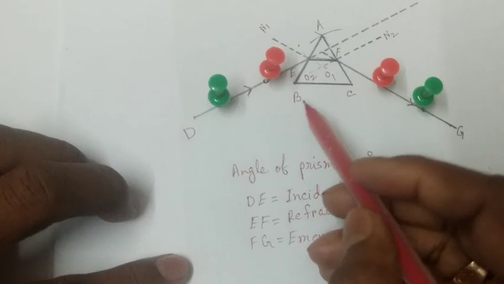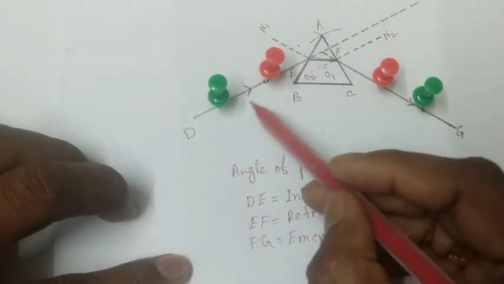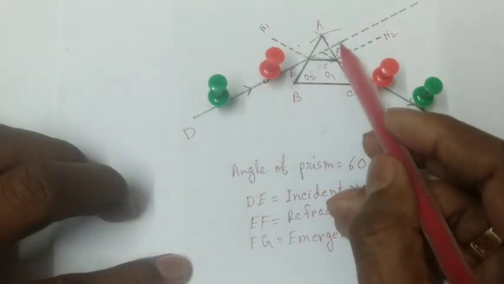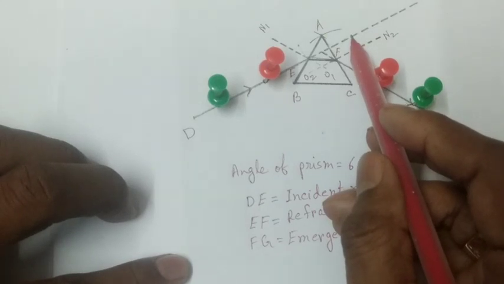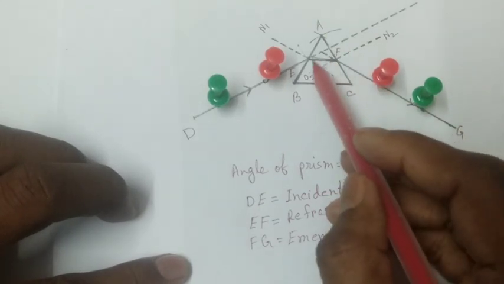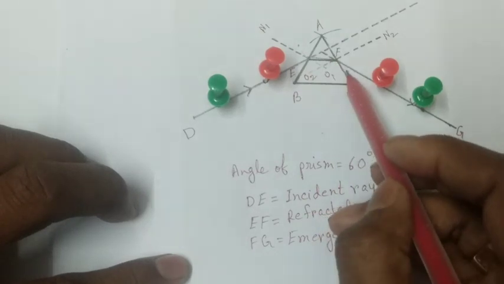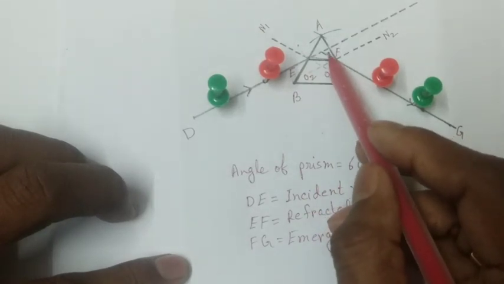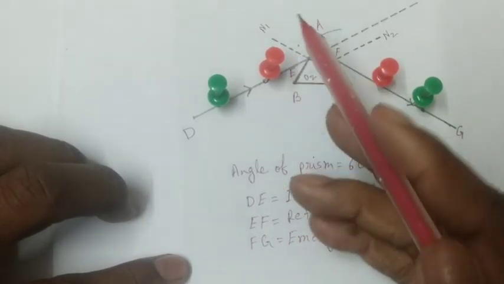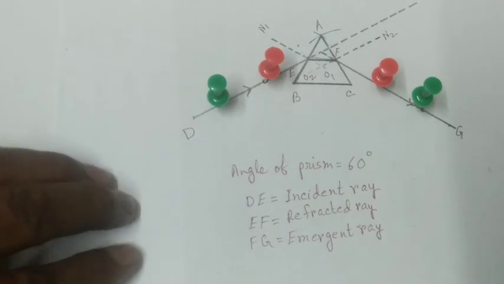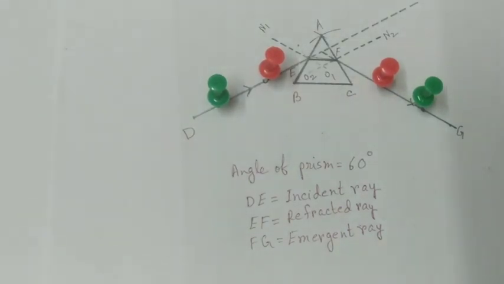What is the angle of deviation? Here you see, if this is the incident ray, it will go in this direction if there is no prism in between. Since there is a prism, there is a deviation of this incident ray in this direction. How much deviation? This angle is the angle of deviation. Let us measure the angle of deviation of this prism. In this prism, here you see, this is the incident ray. This is the refracted ray EF and FG is the emergent ray, right?